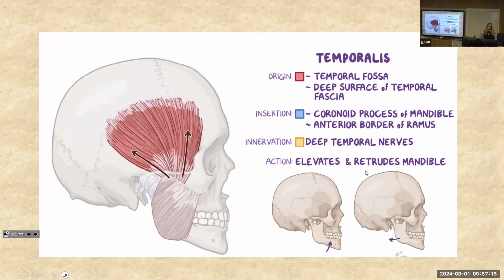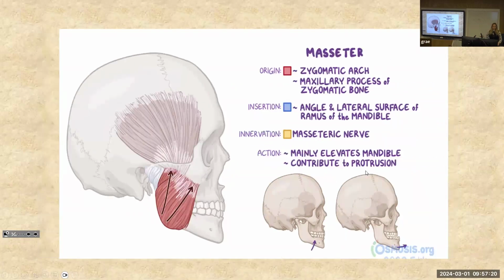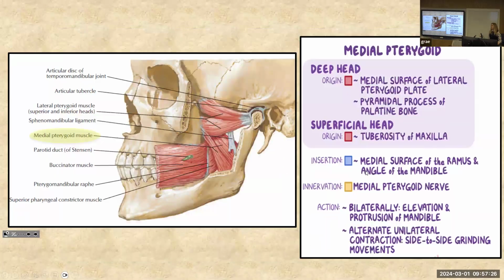So here we have the temporalis muscle that I talked about, which acts in unison with the masseter. So you have the masseter muscle here. And then the pterygoid muscles are slightly more complex because they both have two heads. I'm not going to ask you the different origination of the deep head versus superficial, but I do expect you to hold a skull and know where the medial pterygoid muscle comes from.